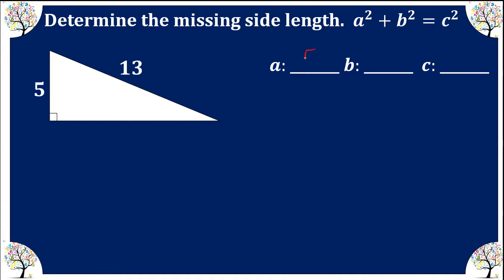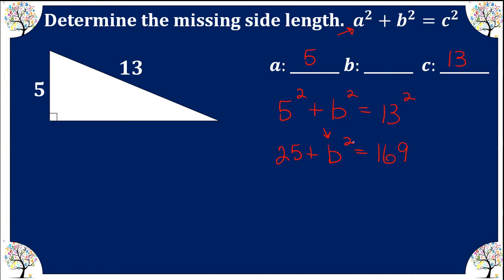This time we do have a leg A, we don't have B, and we have the hypotenuse. So let's plug this into our formula. 5 squared plus B squared, we don't know B, is equal to C squared. Okay, let's square all of the terms we can, and we're solving for B.